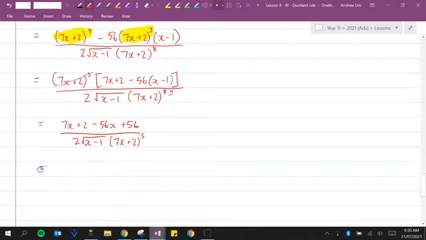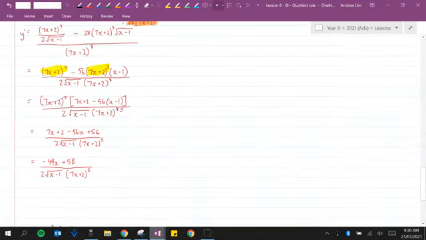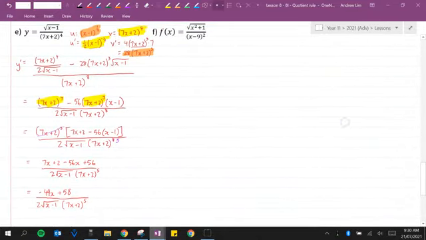Let's simplify this. 7x minus 56x is minus 49x. 2 plus 56 is 58. All over 2 root x minus 1, 7x plus 2 to the power of 5. So that's it for E. Why don't you pause the video, have a go with F, it's very similar.